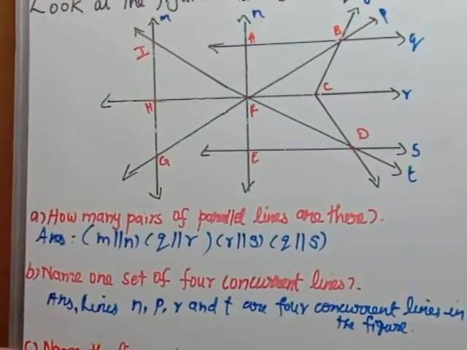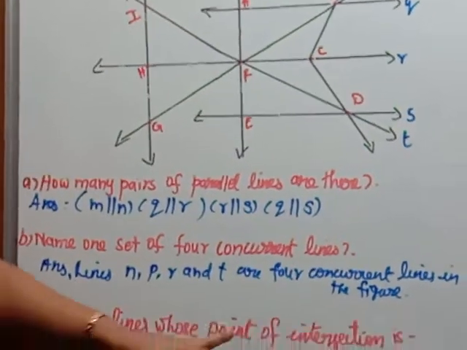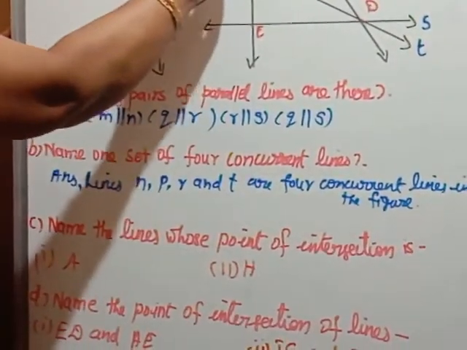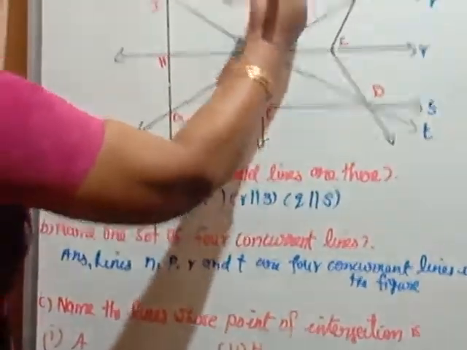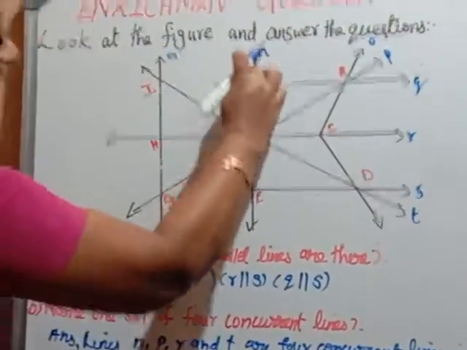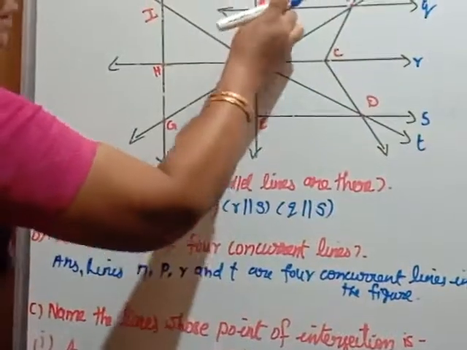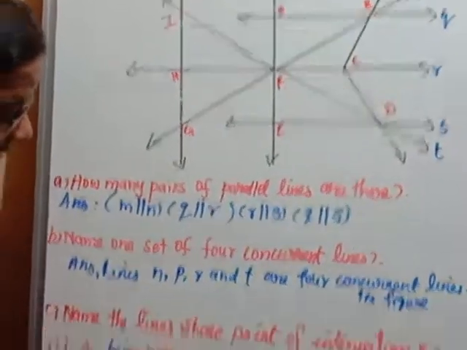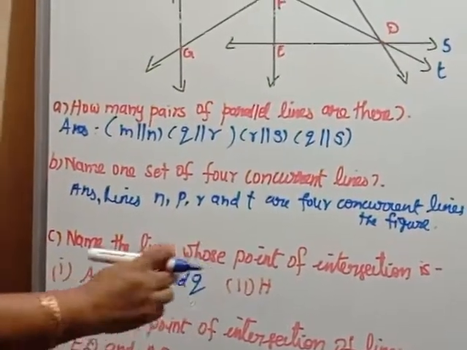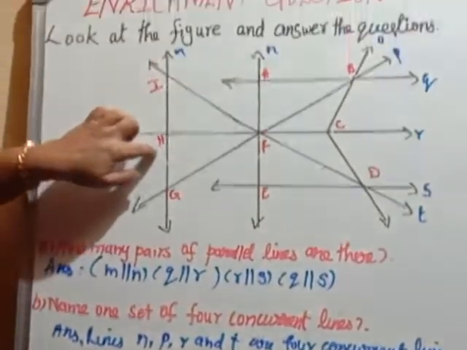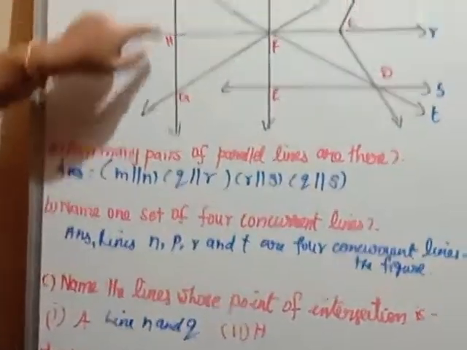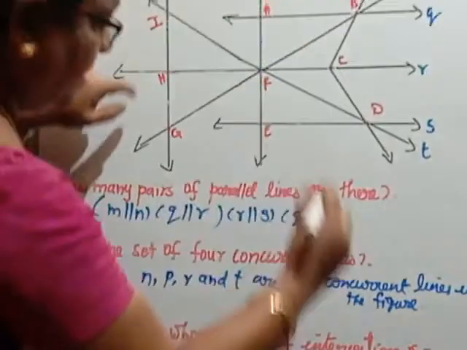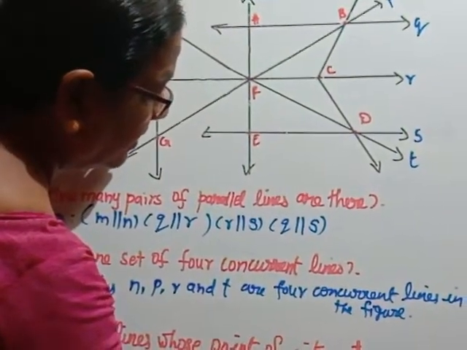Now, name the lines whose point of intersection is A. Here, which lines are intersecting at A? Here, N and Q. Because N is passing here, Q is passing here, we got the point A. So, lines N and Q. Here, which lines are intersecting at H? Lines M and R is the answer.